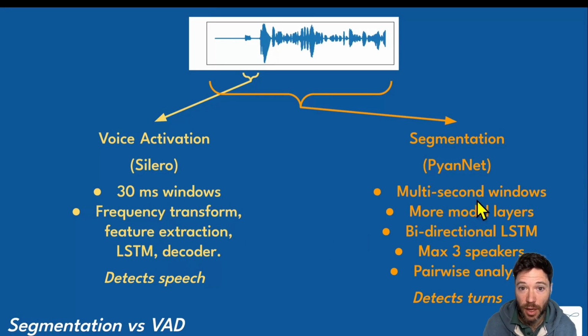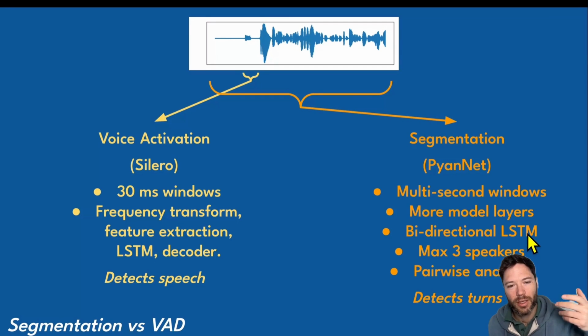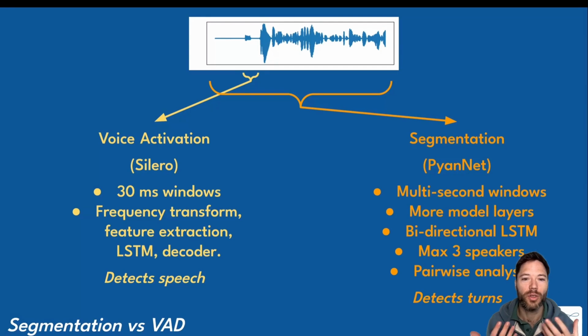By contrast, the segmentation model will have more layers. It uses a bidirectional LSTM, so it will process the speech left to right, accumulating memory, and then right to left, and use both of those pieces of information. And furthermore, because it's more complex, it's able to handle actually up to 3 speakers and tell you even if there's overlap. So you can think of this as taking in more context with a larger model in order to give better quality speech segments.